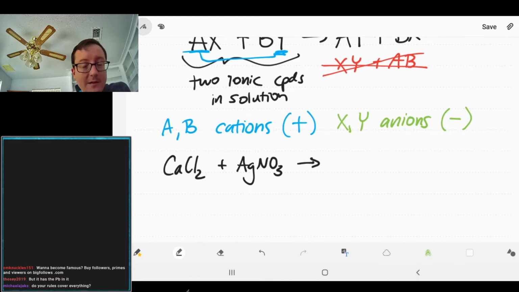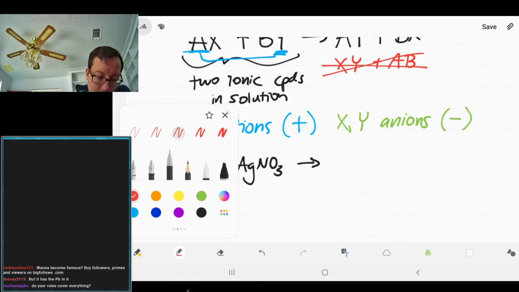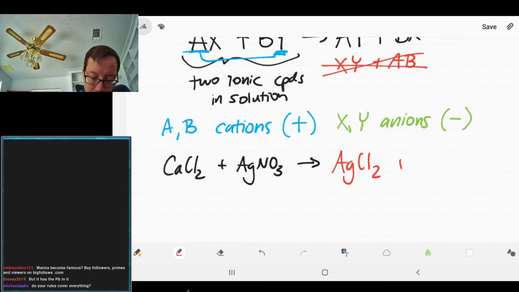If we want to predict the products of this reaction, we might be tempted to say, okay, let's just switch them. Whoops. I put these in red for a reason. What's wrong with what I did? How did I mess this up? Something's wrong with all these.